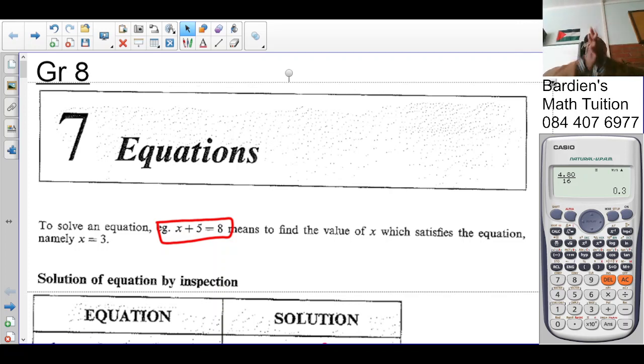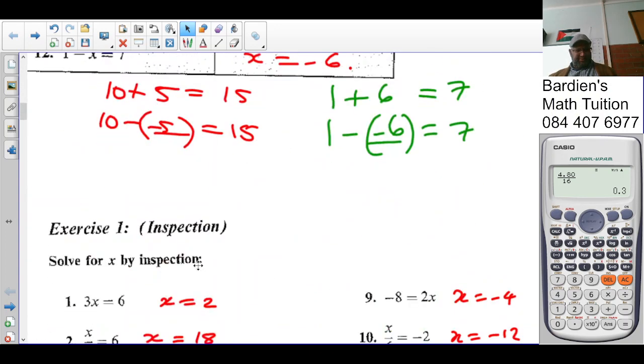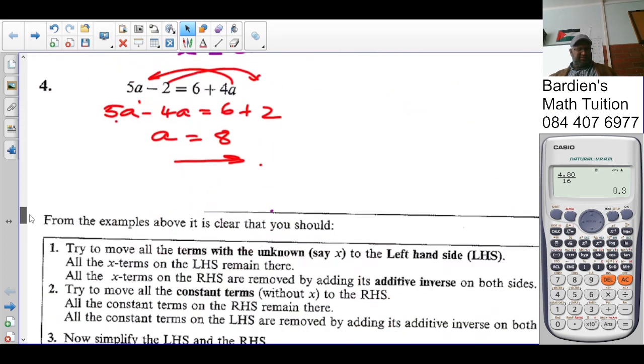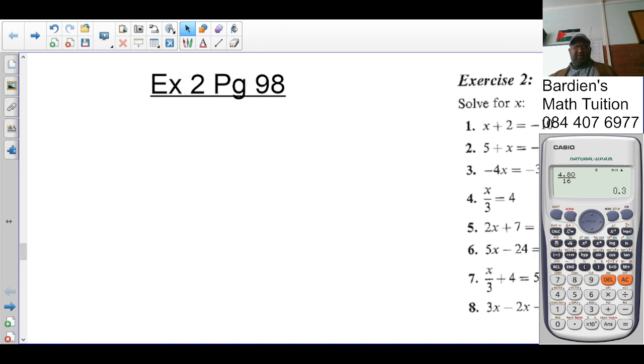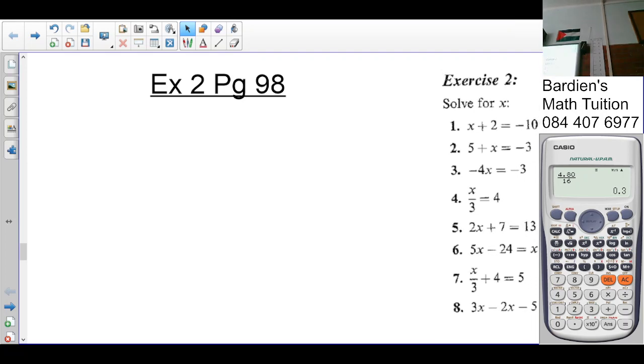Good afternoon, class. So at this point we're looking at equations, correct? You guys had some homework, it was exercise 2. Alright, so let's go through the answers quickly. Right, exercise 2 is on page 98. What's the first answer there?